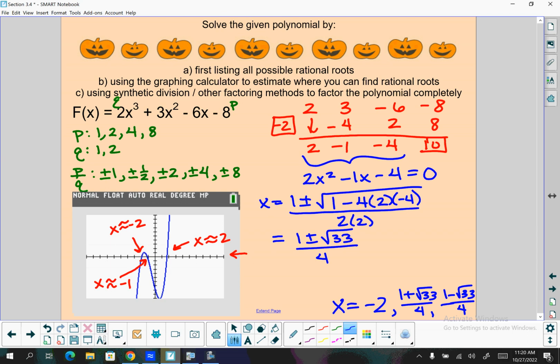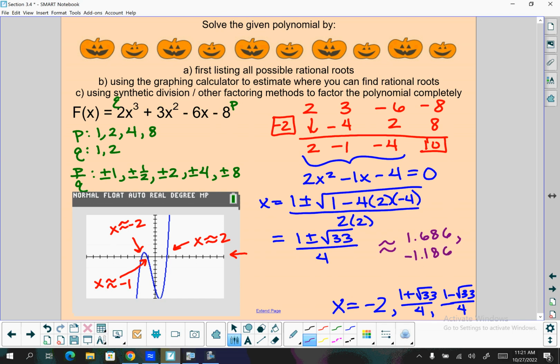Now, here's how you can check that those answers make sense. If I type those in my calculator, if I do 1 plus the square root of 33 and divide by 4, I get approximately 1.686. That's if I use the plus. And if I use the minus, 1 minus square root 33 over 4, I get -1.186.